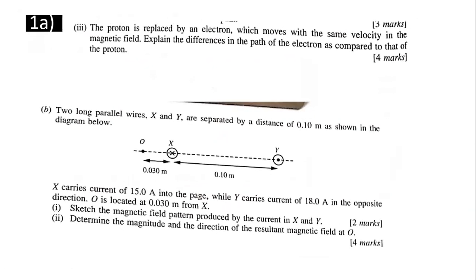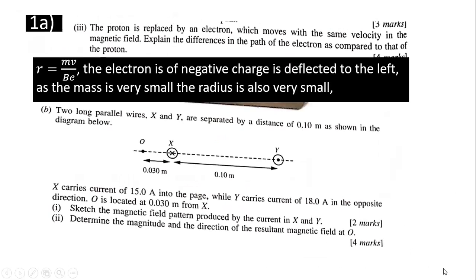The proton is replaced by an electron, which moves with the same velocity in the magnetic field. Explain the difference in path of the electron as compared to that of the proton. So 4 marks means that they are looking for at least 4 points. Right? So write the equation down.